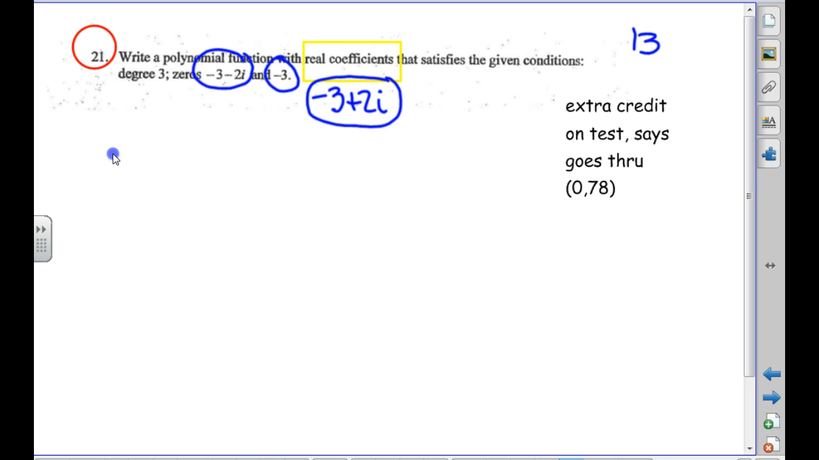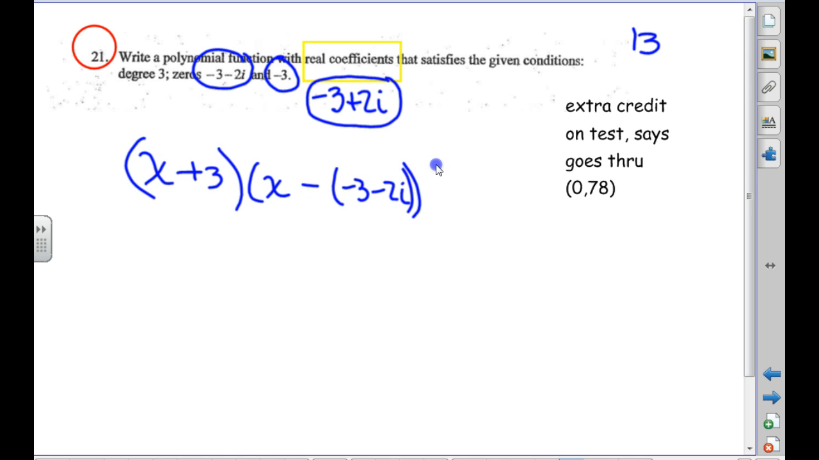It says you have to write a polynomial function, so we need to make this x plus 3 and x minus (-3 minus 2i) and x minus (-3 plus 2i). Okay. Is that the answer? Okay.